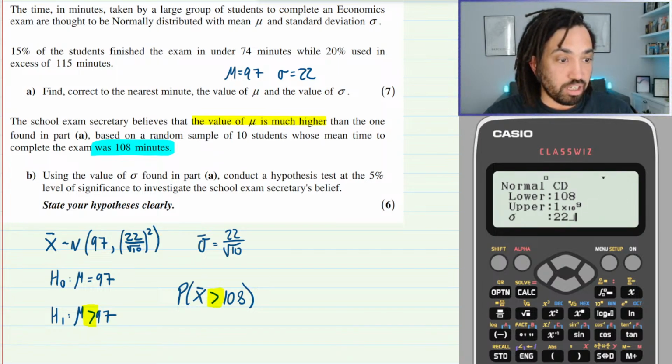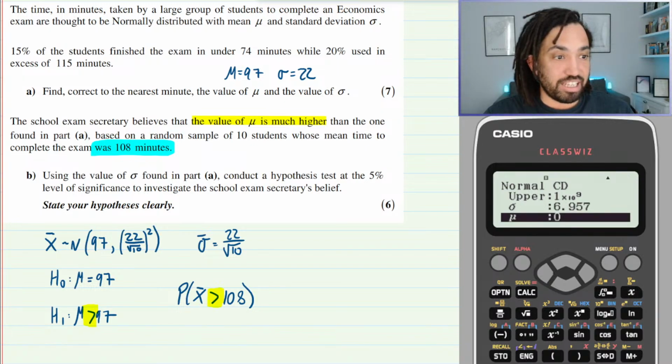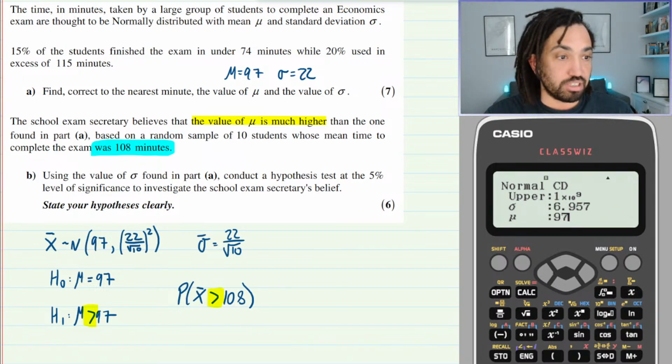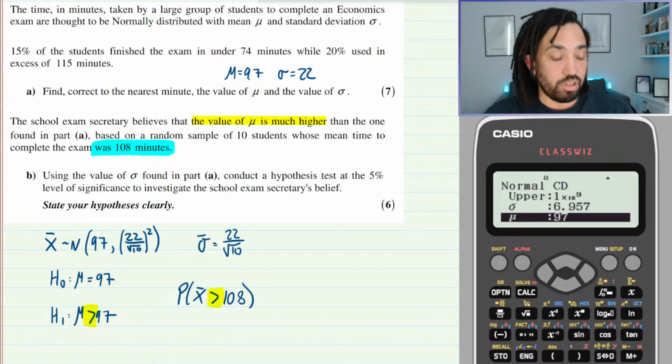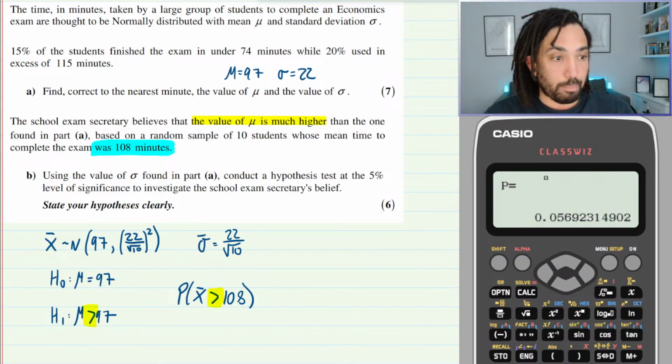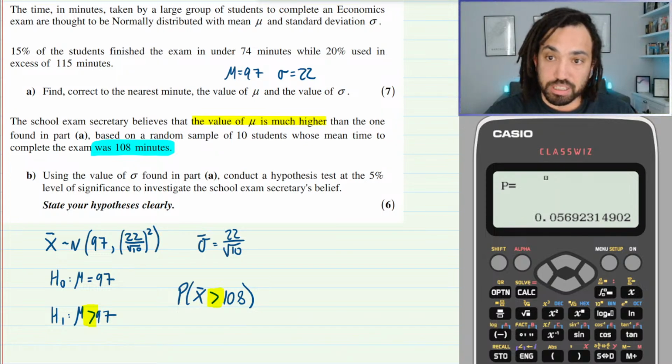22 over the square root of 10. And then the mu is 97. You see what I did there, guys? It's so important that you divide by the square root of the sample size. Okay, great, we get the probability.